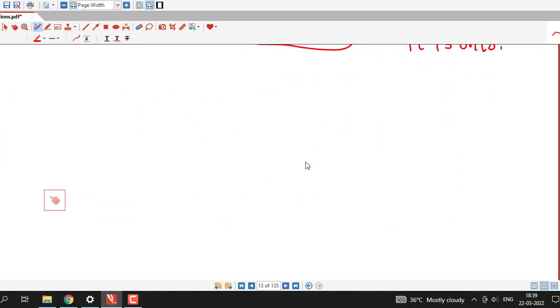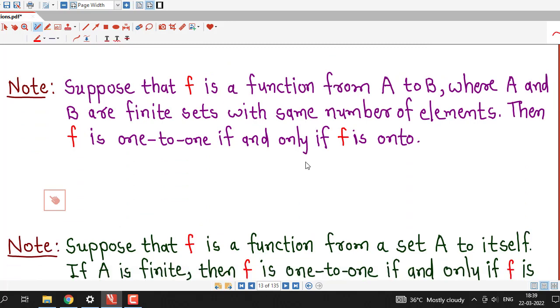So if we have this type of situation, then we can directly decide, we can check either the 1-to-1 or onto property. And if the number of elements in domain and codomain are equal, then we can say that if f is 1-to-1, it is onto, and if f is onto, it is 1-to-1. So that I have written as a note here. Suppose that f is a function from A to B, where A and B are finite sets with the same number of elements, then f is 1-to-1 if and only if f is onto.